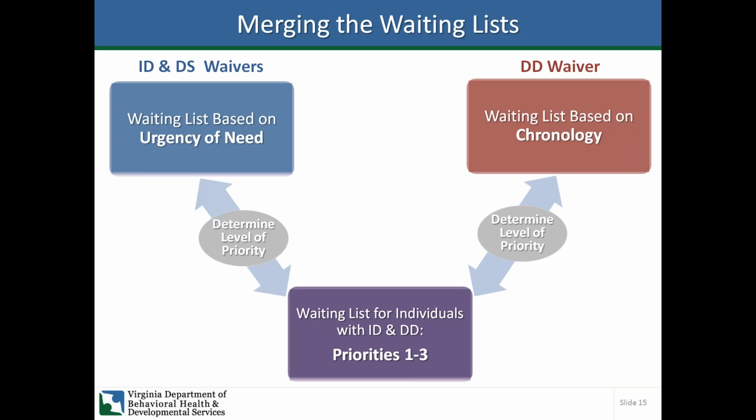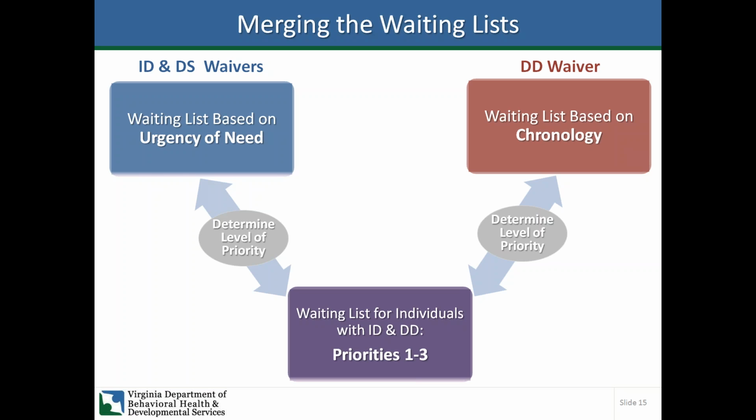So, merging the waiting list. Right now, as I mentioned before, we've got one waiting list for individuals with an ID diagnosis that's based on urgency of need, and one for the other individuals with developmental disabilities based on chronology. So we need to merge those into one waiting list. In order to do that, we will be prioritizing individuals' needs so that we will have a single waiting list that's based on prioritization of need.